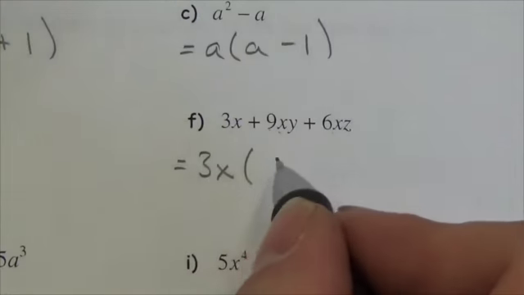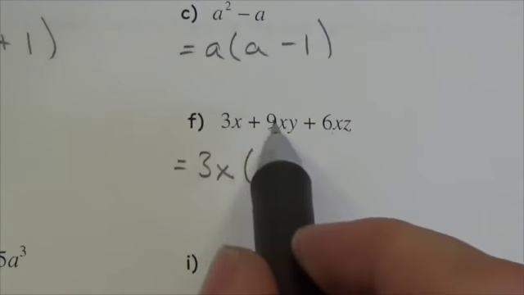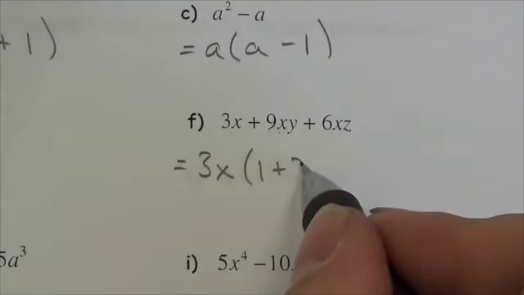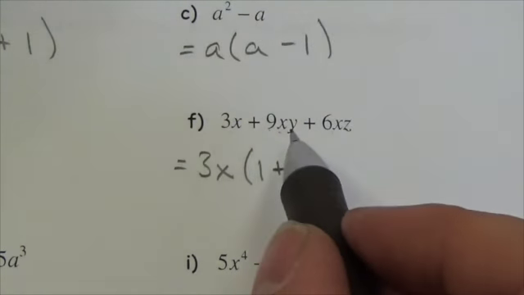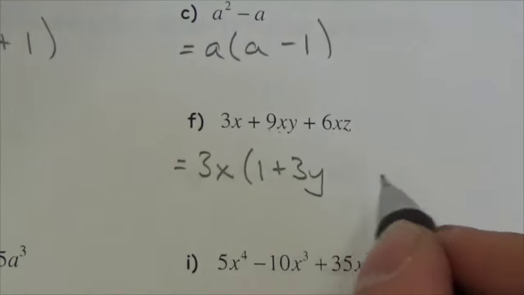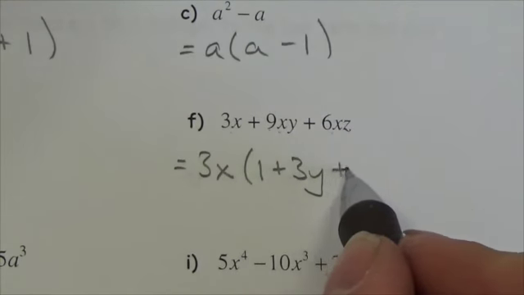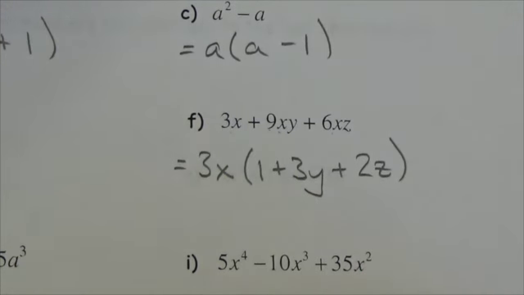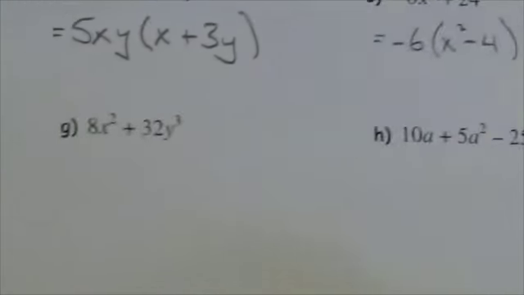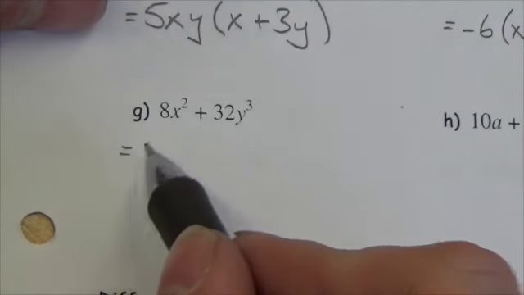3x divided by 3x, that was 1. 9xy divided by 3x, well, that'll be 3. The x's are going to become 1 there. And then there's nothing to divide out with the y, so it just stays there. And I get a similar sort of thing happening here. This is going to be 2z when all's said and done.